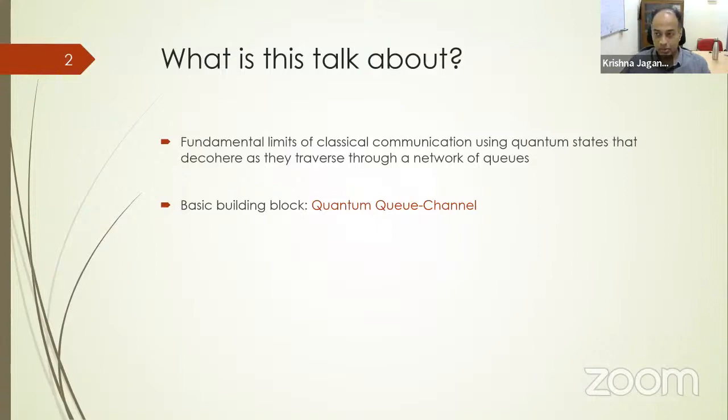At a high level overview of this talk, we have a basic building block of quantum networks. We define something known as a quantum Q channel. We will tell you a lot more. Most of this talk is about this quantum Q channel and its capacity characterization.